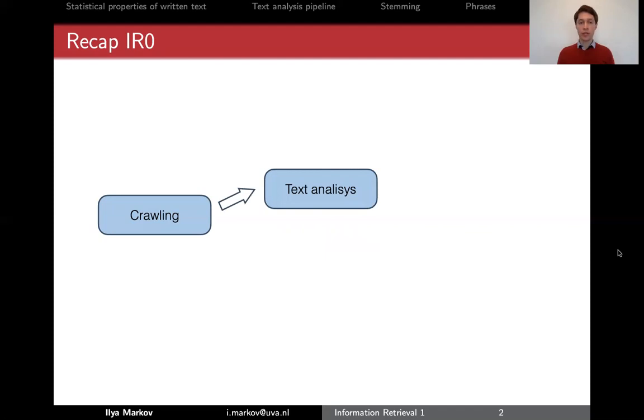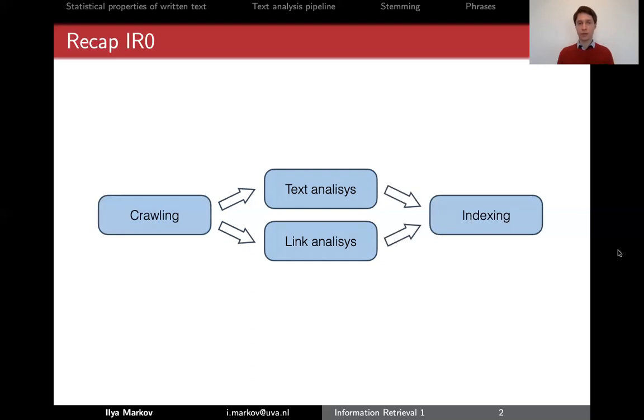We need to extract links and analyze links, again, if we talk about web search, because links are mainly present in web search and just a few other domains, but in many domains, there are no hyperlinks. And finally, you use both text and links to index the information that you downloaded or crawled. And by this time, you already have the data prepared for searching. So this is the whole pipeline that we usually teach in the IR0 course.